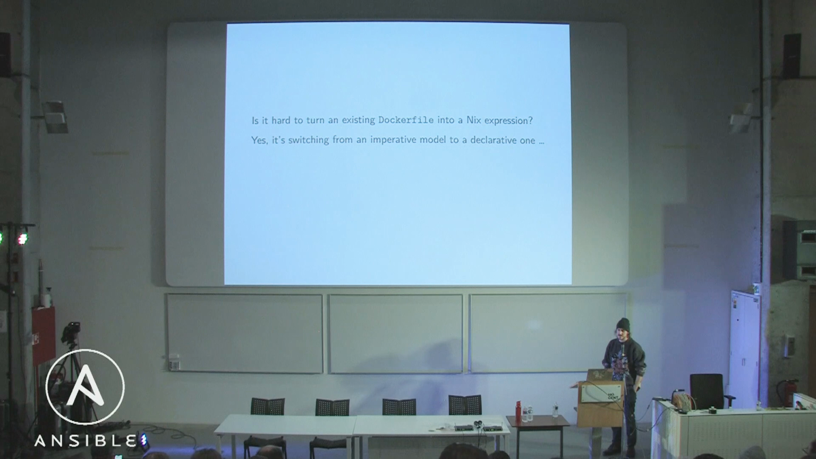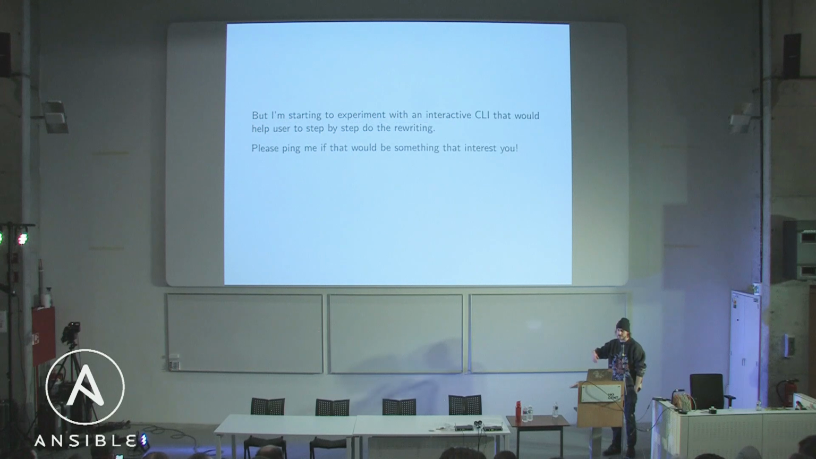And the thing is, it's really hard actually, if you have an existing Dockerfile written by someone else, to turn it into a Nix expression, because it's two different models of thinking, from a step-by-step imperative one to a declarative one. But I try to work around this in my free time. So if you're interested in helping me test a tool that helps to do that, feel free to ping me.